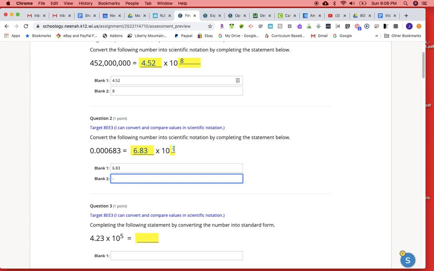Now I'm going to drop down to my exponent. I already have my negative sign, and we moved it 1, 2, 3, 4 place values, so it's going to be negative 4. So our final answer is 6.83 times 10 to the negative 4th.